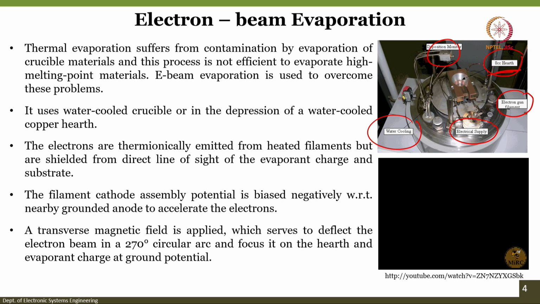the evaporant, which is at ground potential. There is a very nice video, again on YouTube, so I am not playing it here, but what you can do is see this link and copy it into your YouTube so that you can watch it at home. I am not playing it here just because it is there on YouTube.